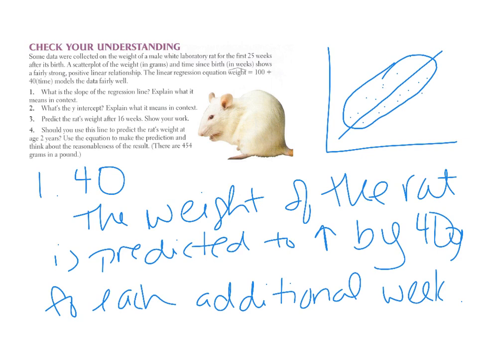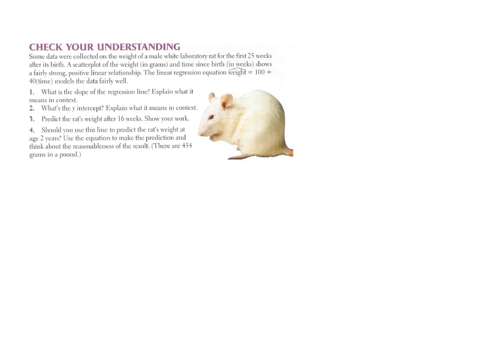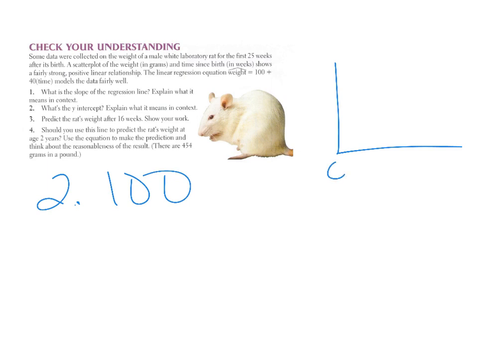Number 2, what is the y-intercept? Our y-intercept here in this equation is going to be 100. What that means in context: our y-intercept is when x equals 0. Here's my x, here's my y. So when x equals 0, y equals 100. Let's go ahead and put that here.